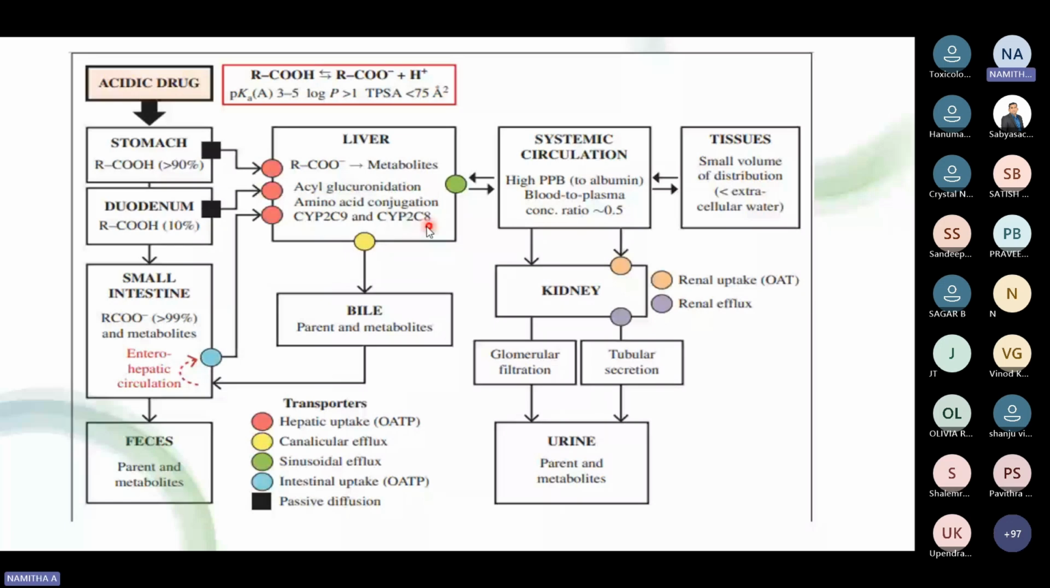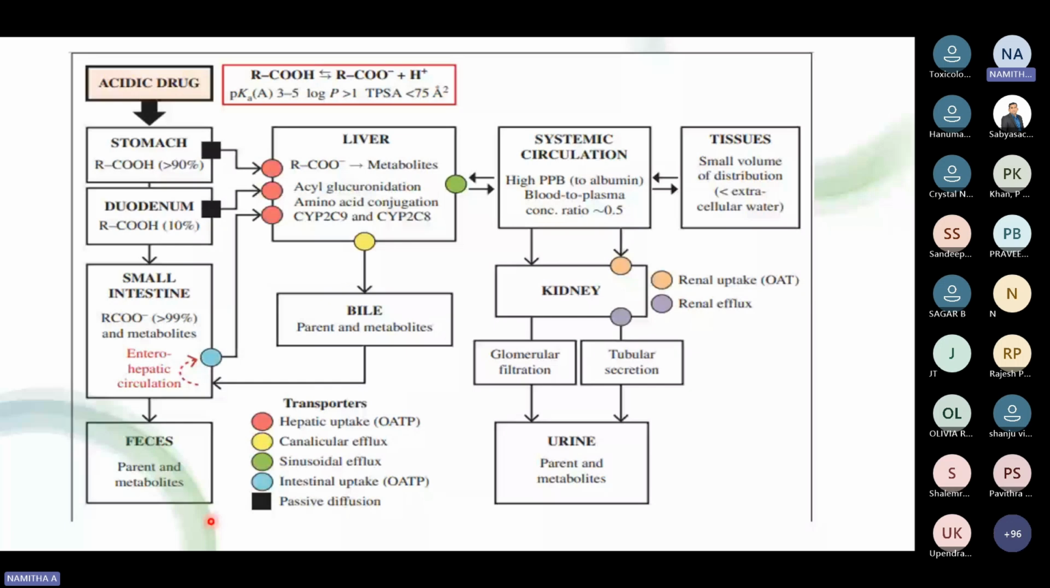Some amount will enter into the small intestine. This undergoes first pass metabolism and re-enters the liver by intestinal uptake transporters, that is OATP. From the liver, again, it enters the bile, wherein it gets converted into parent and metabolites both. Some of the drugs are present as such, some get converted into metabolites, and they enter the small intestine, and again the circulation occurs. Some of the drugs get excreted in the feces, that is parent and metabolites.